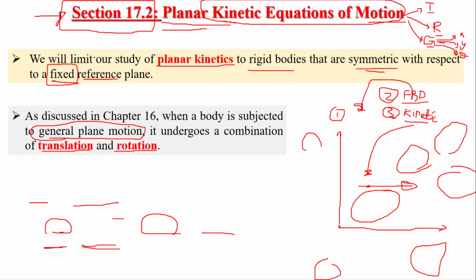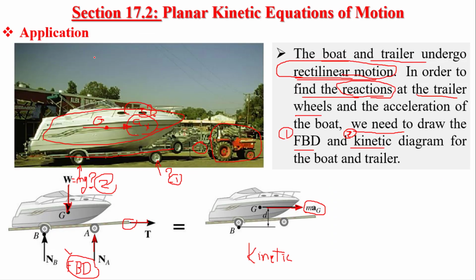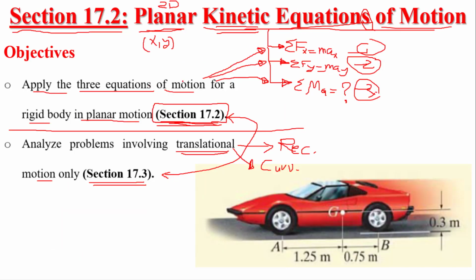Now, the equations of motion, as I mentioned earlier, we have three equations. The first two equations represent the translation, and the third one represents the rotation. So the first two equations: this is translation in the x-axis, this is translation in the y-axis, and this is rotation about the centroid.